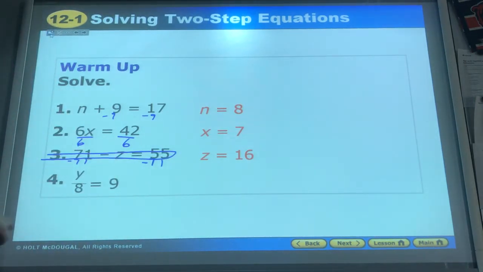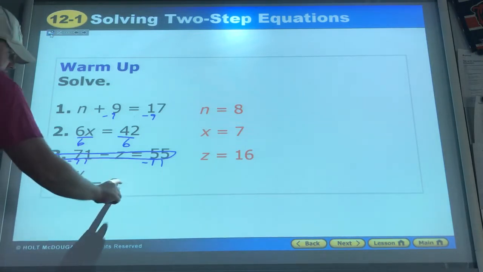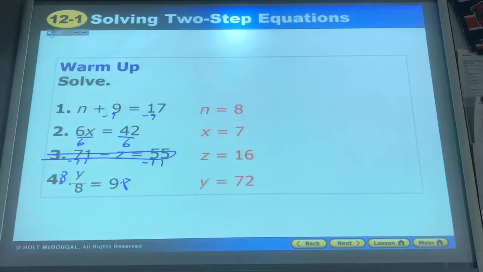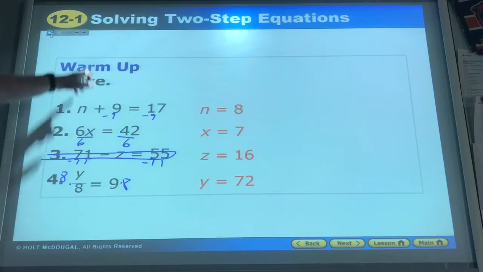y is divided by 8. To undo division, you do multiplication. 72 is what y is. All right.